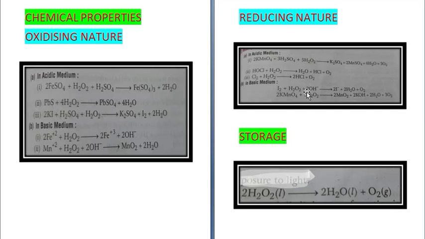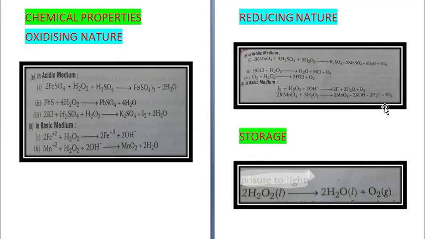In basic medium, it reacts with iodine. I2 plus H2O2 plus 2OH- gives you 2I- plus 2H2O plus O2, and 2KMnO4 plus 3H2O2 gives you 2MnO2 plus 2KOH plus 2H2O plus 3O2.